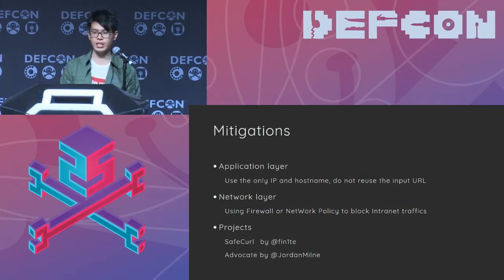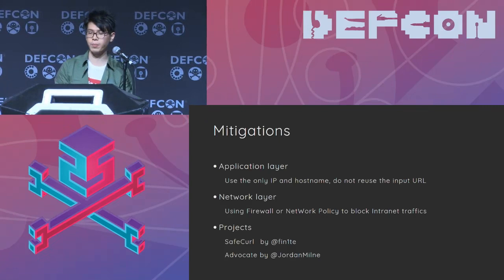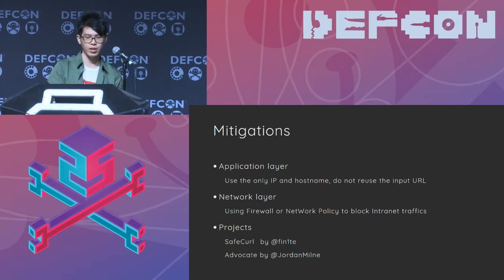Mitigations: how to prevent such attacks in SSRF from two aspects. For the application layer, use only the IP to connect. And remember, don't reuse the URL that the user provided. For the network layer, use a firewall or network policy to block internal traffic. There are also projects that are designed to prevent you from SSRF attacks: SafeCURL by Fin1te and Advocate by Jordan Milne.